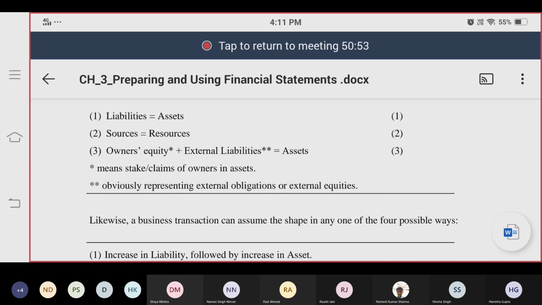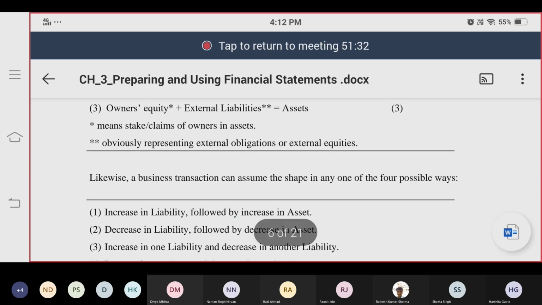All the time in a balance sheet, your liability side will always equal the asset side, showing that your sources of finance will always equate the resources that the company owns and creates. The owner's equity, that is all your promoters', owners', shareholders' money, plus all your external liabilities, which are all your external obligations, external equities, will always be equal to assets. And this equation number 3 is called the balance sheet equation.